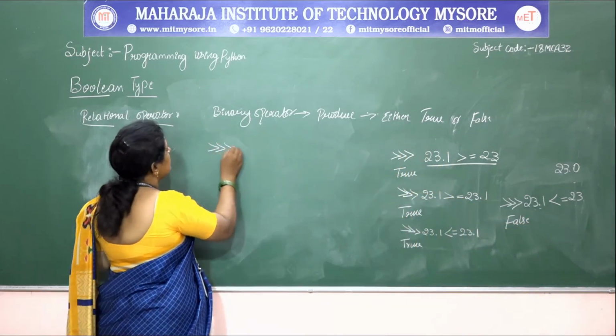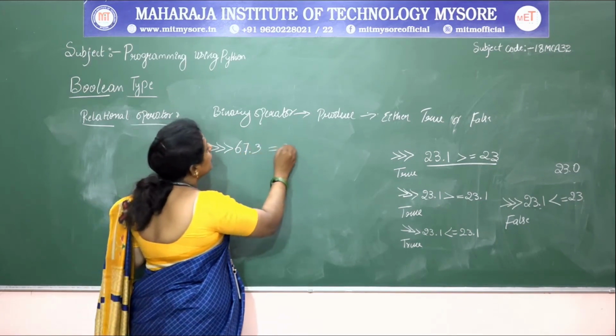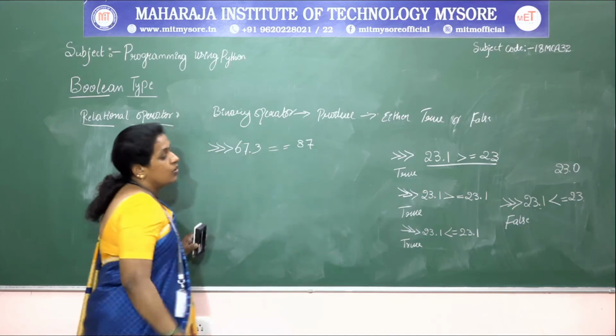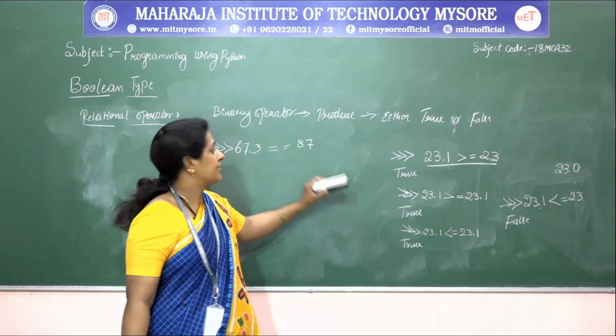Let's take some other examples. 63.3 equal to 87. So far we have learned only the greater than and less than symbols, so let's take equal.